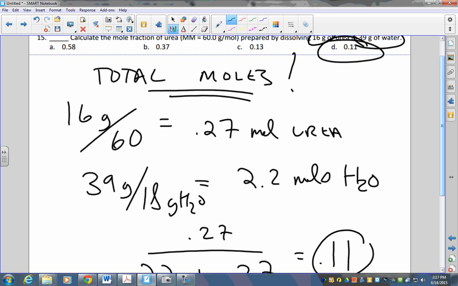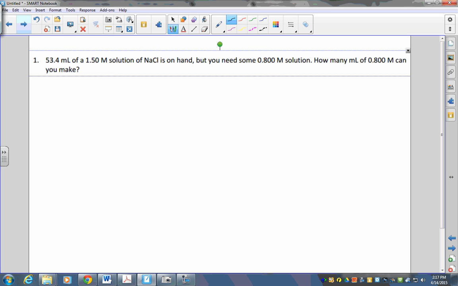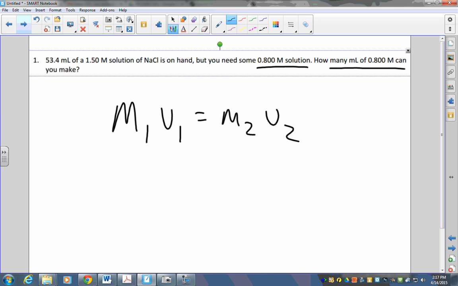Number 1, you need to make a 0.8 solution. How many milliliters can you make? Well, dilution is this: M1V1 is equal to M2V2. Typically, this is always going to be your stock, and this is going to be dilute when you're all said and done. The key to remember is the magic phrase that links 2 together. Mathematically, you're always going to cross multiply, so it's going to be equal either way.